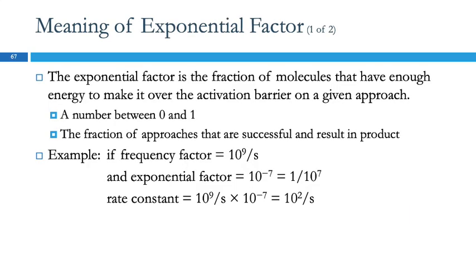So that was the frequency factor A. The exponential factor represents the fraction of molecules that have enough energy to go over the activation barrier on any given approach. So that exponential factor is going to be a number between 0 and 1, and that represents the fraction of approaches that are successful. So we have approaches to the hump, and we have approaches that are successfully going over the hump.